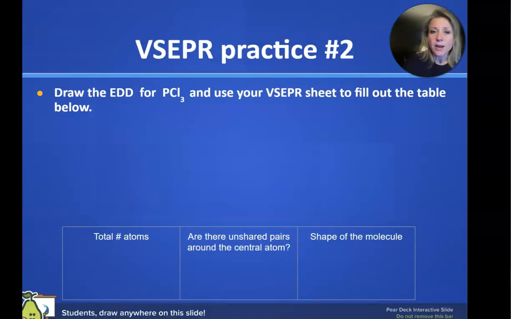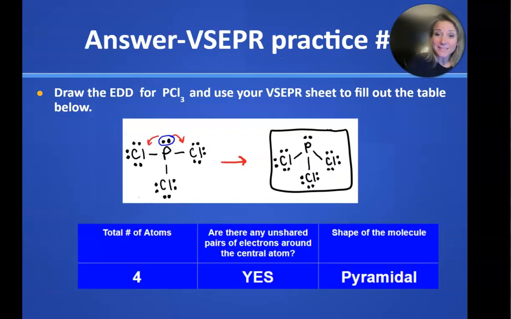Draw the electron dot diagram for phosphorus trichloride and use your VSEPR sheet to fill out the table below. So for phosphorus trichloride, we have, whoops, sorry, there was the answer. So this might be how you drew phosphorus trichloride, and that's a very nice start. However, now we know the VSEPR theory. So these unshared electrons are going to push these bonds down, and so here's how you should draw this electron dot structure. All right, so the way that I wanted to do this isn't really working, so I'm just going to show you the next slide here.